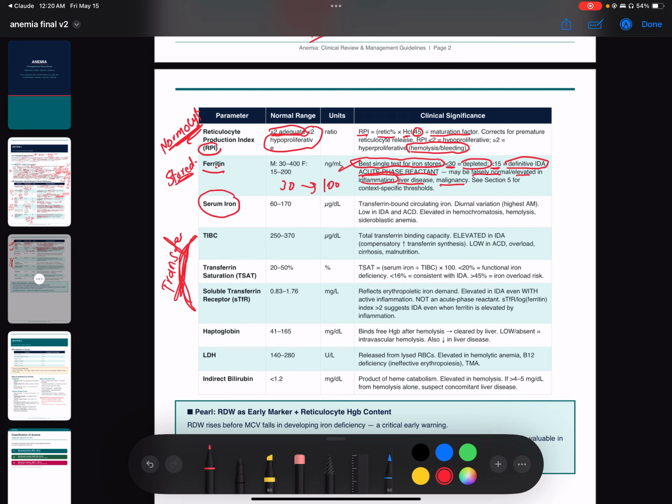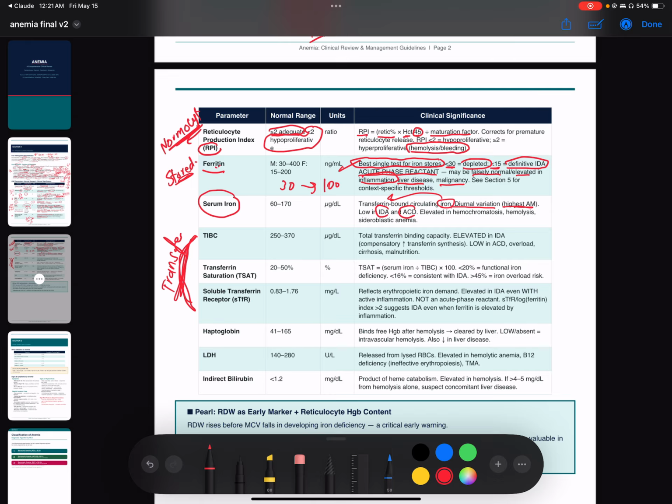Serum iron has a range between 60 and 170, and it just reflects how much iron is bound to the transferrin circulating. The problem with serum iron is diurnal variation. Sometimes if you measure it in the morning, you can find it elevated, but if you measure it at a different time of the day, it can be a different number. And of course, if you have iron deficiency anemia, the serum iron will be low.